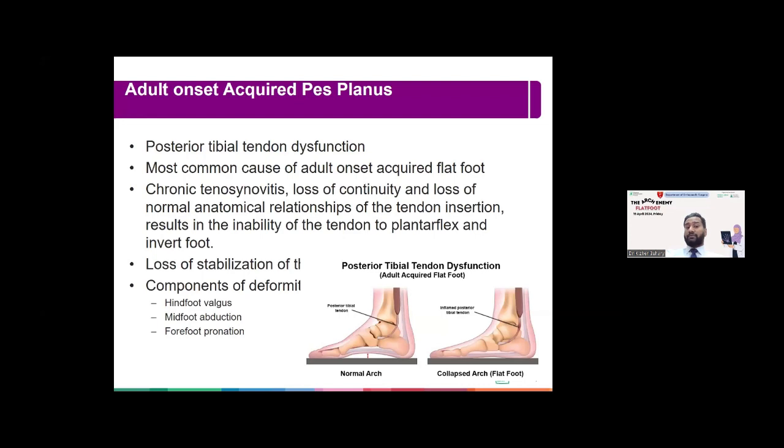And the components of the deformity is that you have a hind foot, which is in valgus, that means it's no longer straight, it's curved. The midfoot is in abduction, that means it's rotated out, and the forefoot is turned in. So it tends to worsen the flat foot deformity that is seen.